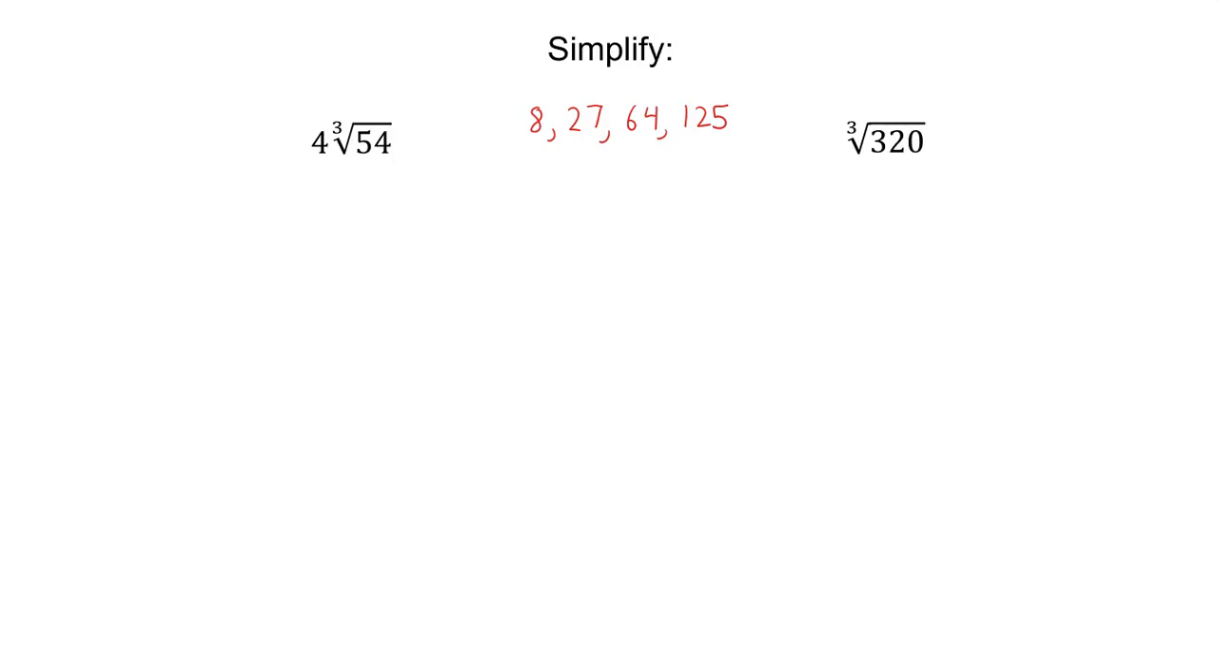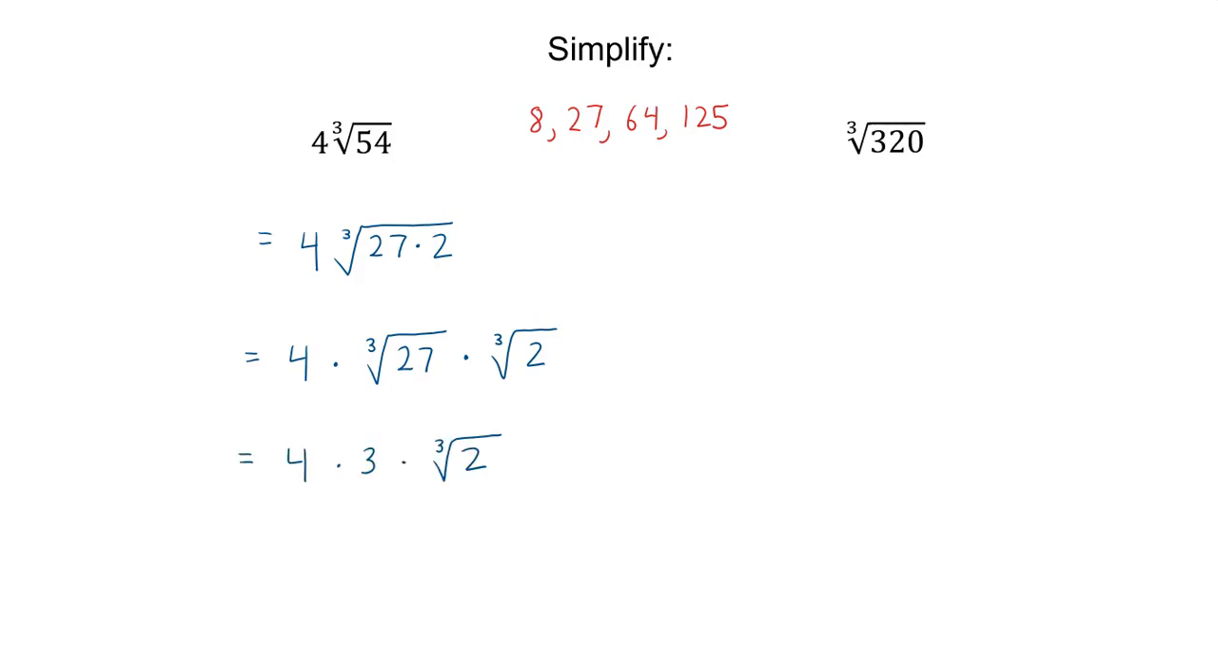Yes. 54 divided by 27 is 2, or another way to say that is 2 times 27 is 54. So let's rewrite the cube root of 54 as the cube root of 27 times 2. Now, using the multiplication property of radicals, we can rewrite that expression as 4 times the cube root of 27 times the cube root of 2. And the cube root of 27 is 3, because 3 times 3 times 3 is 27. So that gives us 4 times 3 times the cube root of 2. 4 times 3 is 12. So that gives us 12 times the cube root of 2.